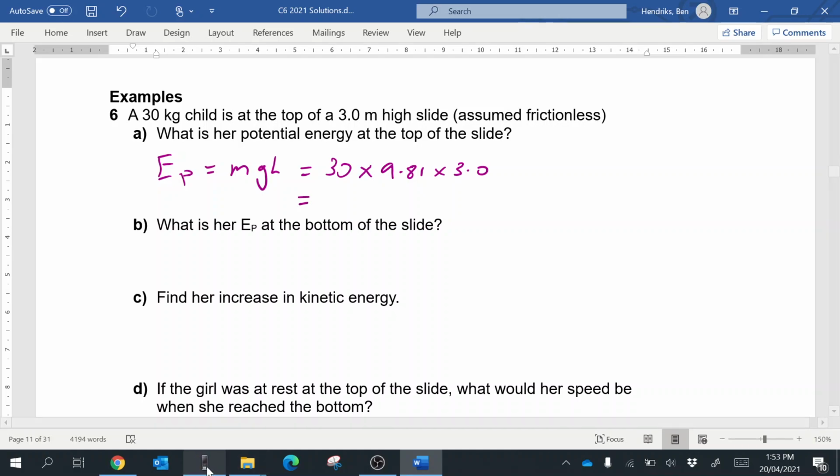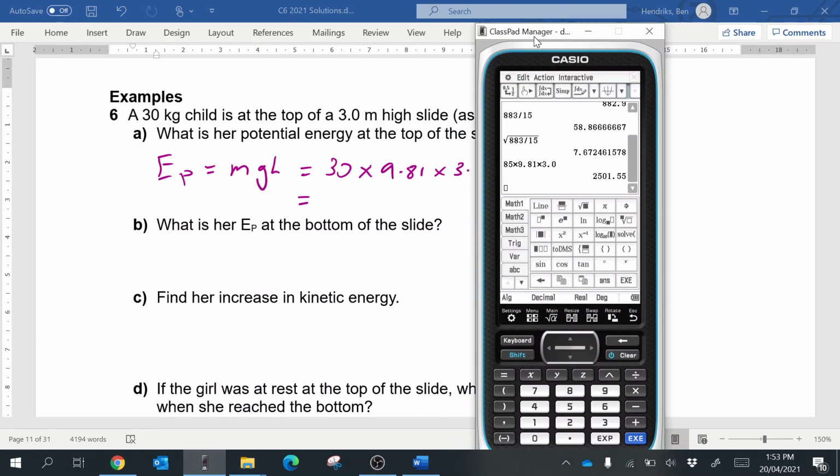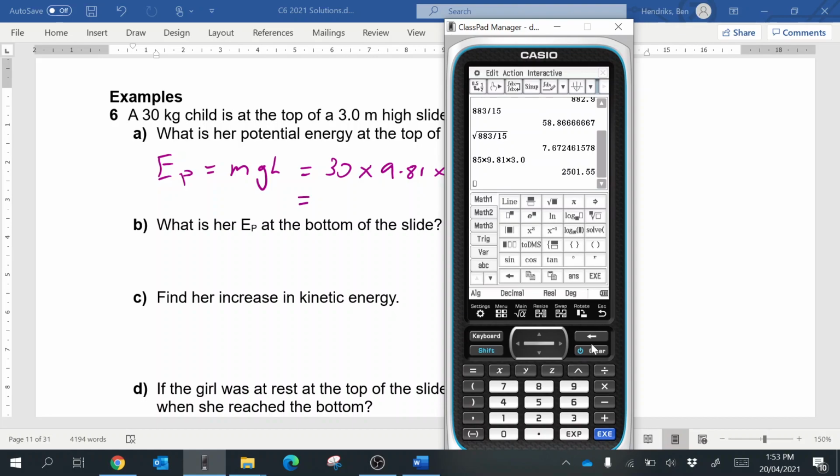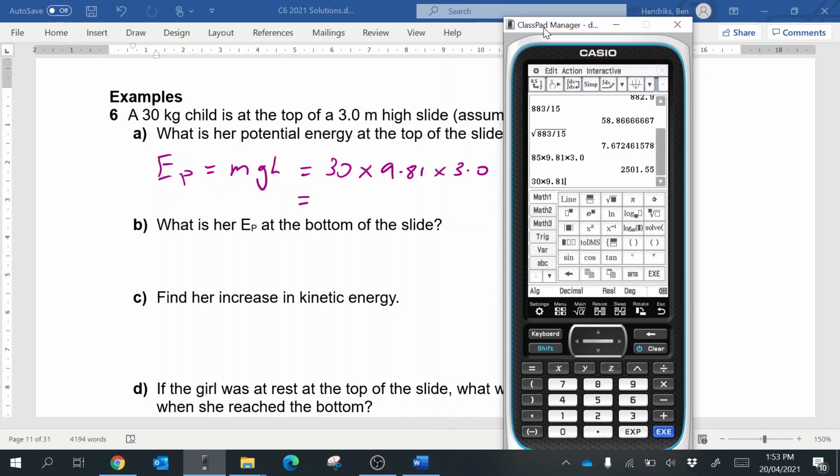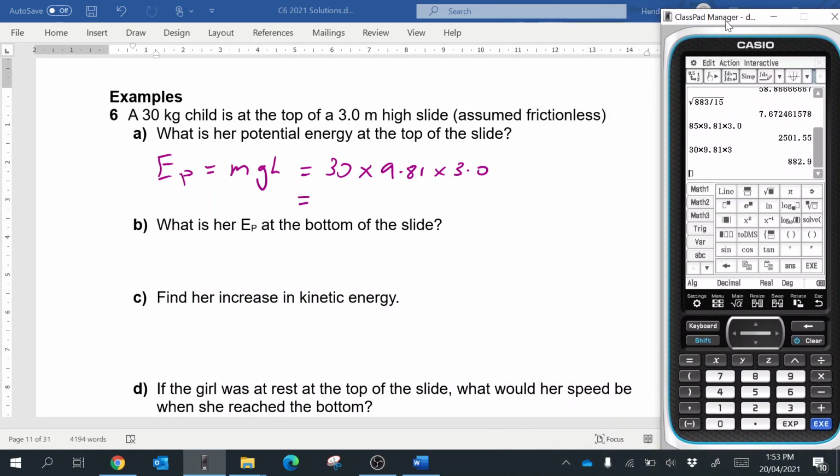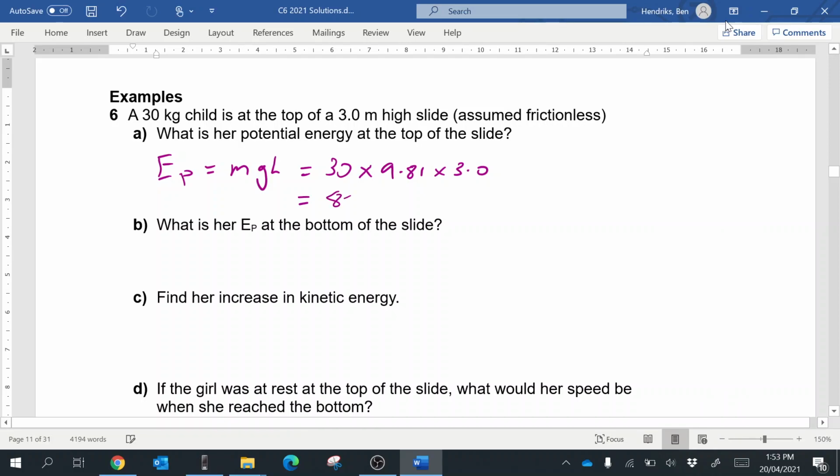If we look at our calculator, we have 30 times 9.81 times 3. That's equal to 883, and that's in joules. What is her EP at the bottom of the slide?